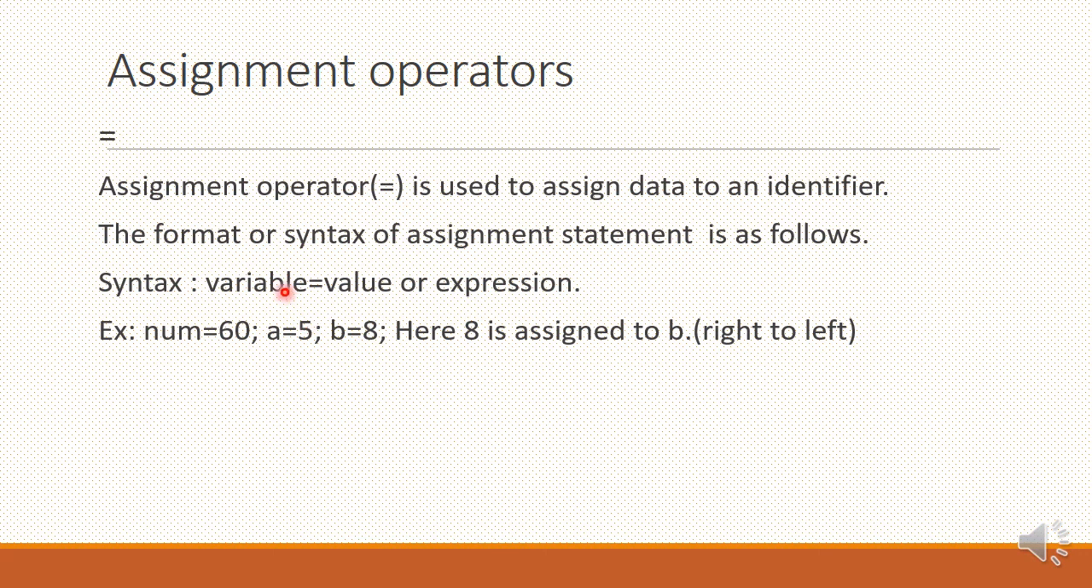In the example I have taken, NUM is the name of the variable. Number, assignment operator, 60. Here this 60 is assigned to the variable number. This 60 is data assigned to the number variable. That is why this equal to is called the assignment operator. Similarly, you can write A equal to 5, B equal to 8. So A and B are the variables.